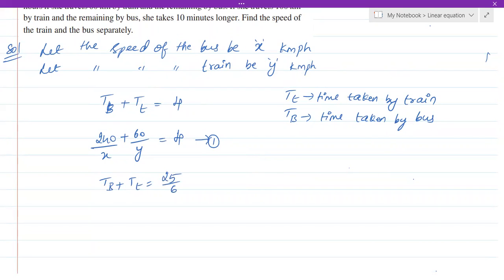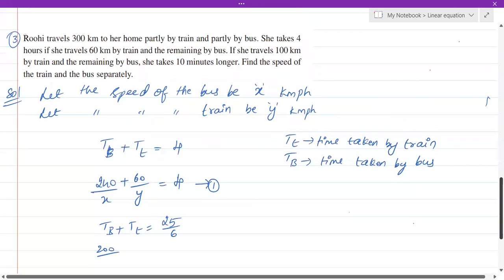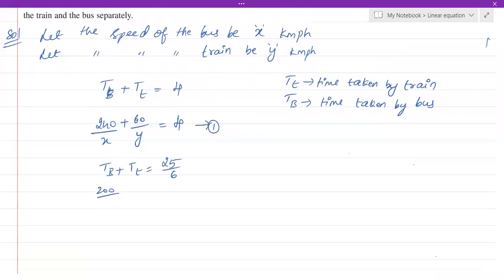Okay. Now, time taken by the bus. What is the distance traveled by her in the bus? It is 200 kilometers, because 100 kilometers she is traveling by train, isn't it? If she travels 100 kilometers by train and the remaining by bus, the remaining is 200. So 200 by x plus 100 by y is equal to 25 by 6. This will be our equation 2.